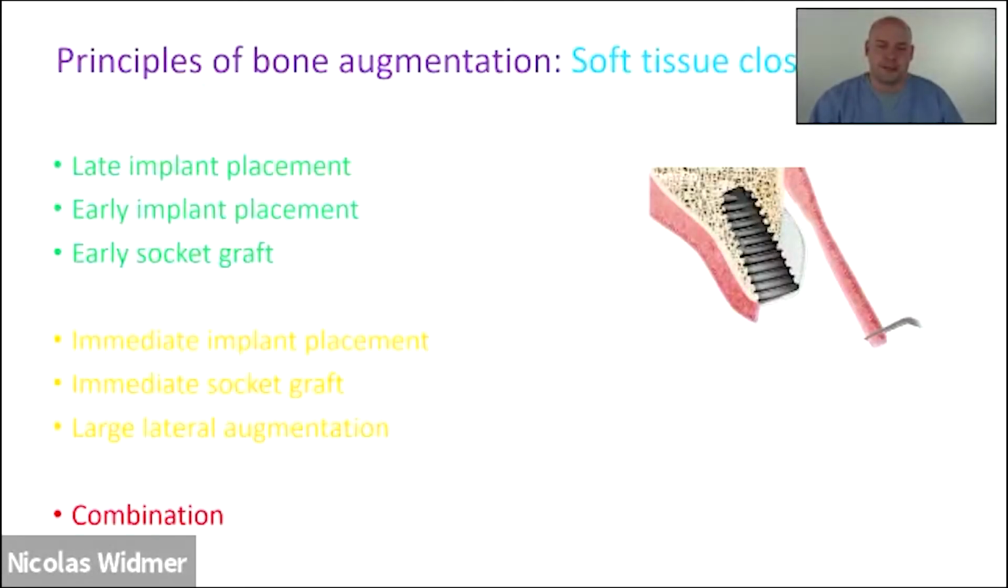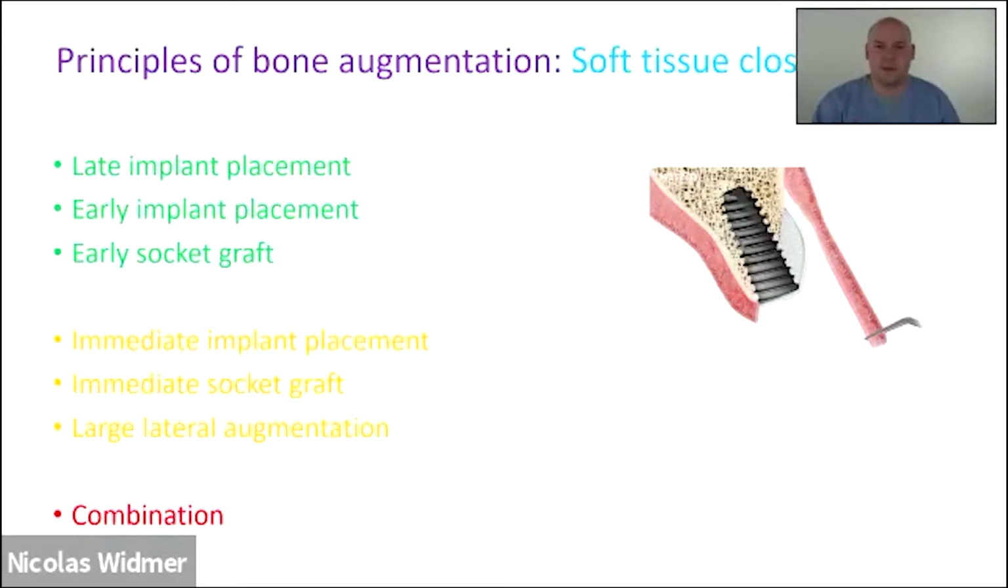Okay, so soft tissue closure, of course, is very important, and it can be a difficult topic. It's sometimes difficult to have a primary closure. So it's easier to get a closure with bone augmentation when the gum is already healed, of course.